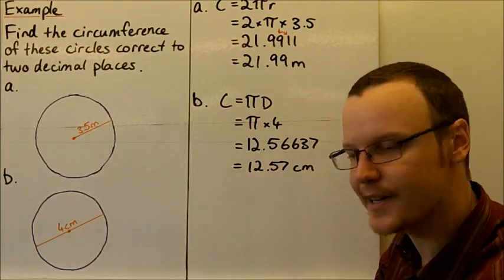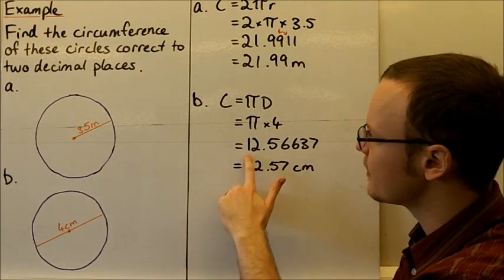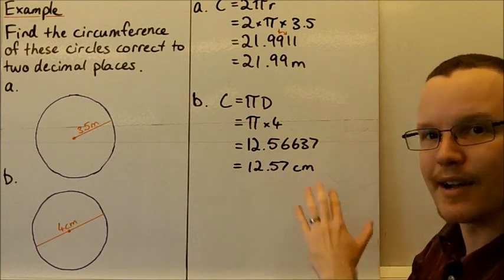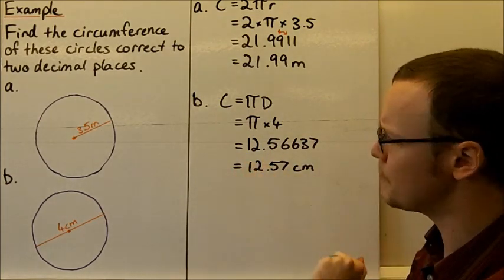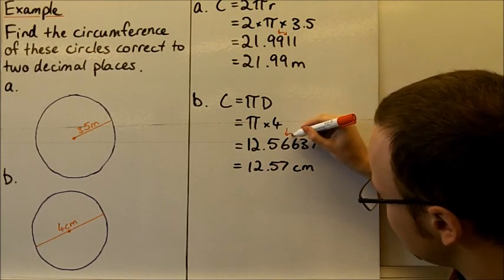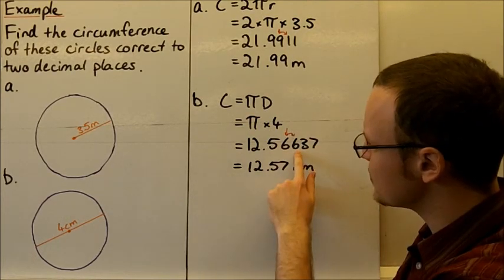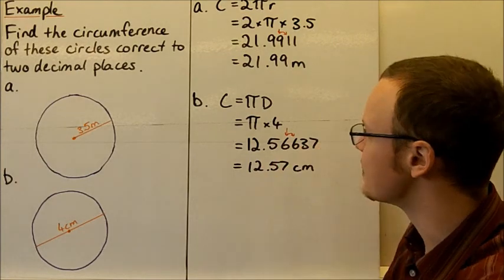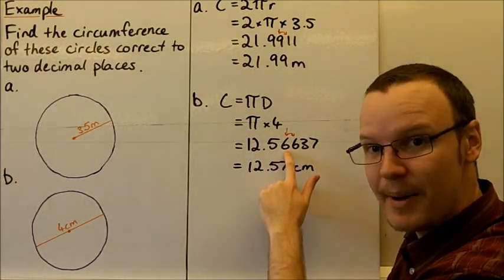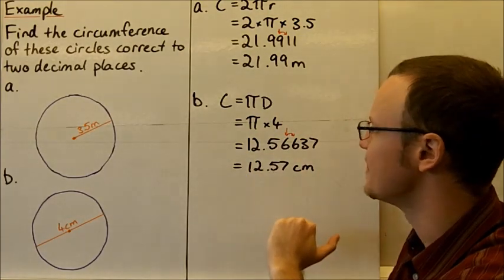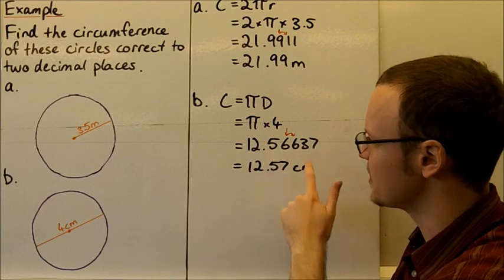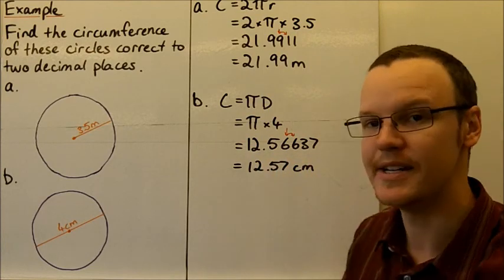So putting that into our calculator using the pi button, we get 12.56637, and it keeps going on and on and on. But we've been asked to round it to 2 decimal places. So we look at the second decimal place and have a look at the one next to it. Because the number next to it is 5 or greater, we need to round this number up to the next nearest decimal place, which is 7. So instead of 12.56, we'll have 12.57 centimetres.